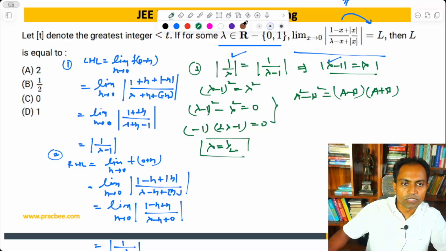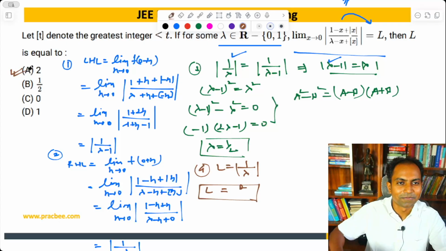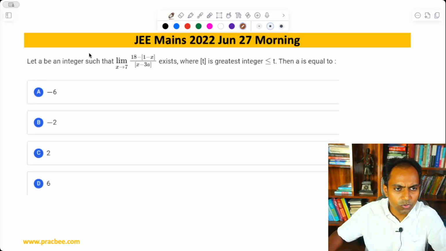So in the fourth step, what they are asking us is, what is the value of L? Now L is 1 by mod of lambda. If I put this value, this will become 2. So the value of L comes out to be equal to 2. That is option A.